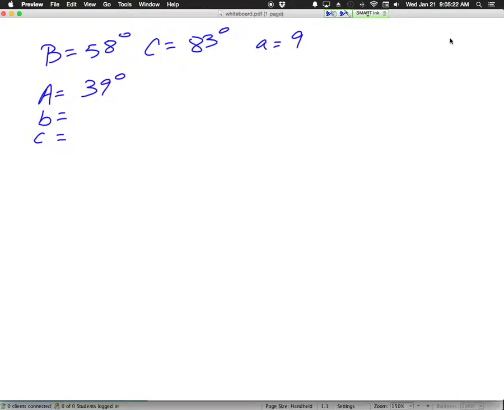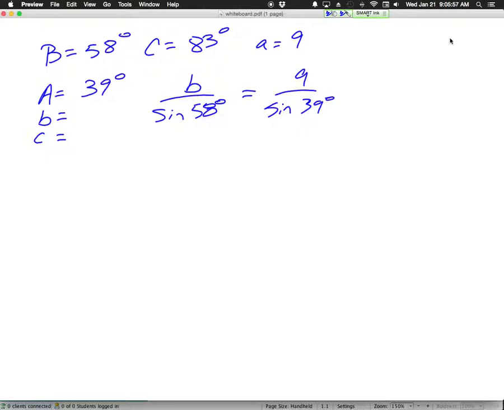So I added those two together and subtracted from 180. That told me that angle A had to be 39 degrees. Alright, so now let's go ahead and do B. Since I'm solving for B, it's got to be in the numerator. What does it need to be over? Sine of 58. What does the fraction on the other side need to be? I'm going to use A because I have a match for A. So 9 has to be on top, and sine of 39 has to be on bottom.